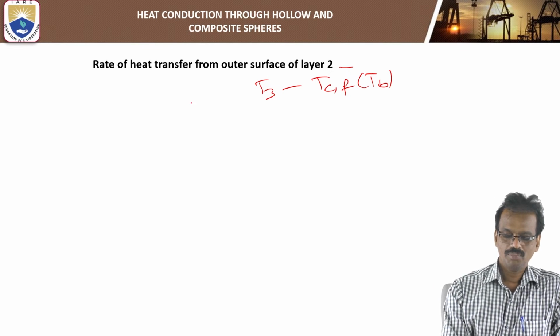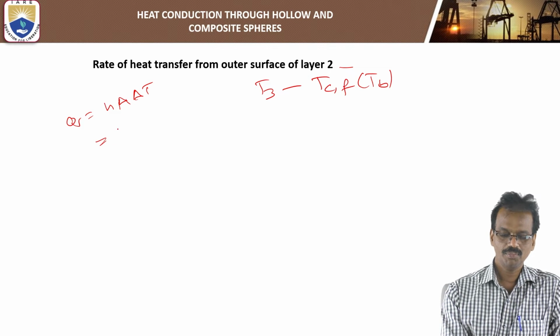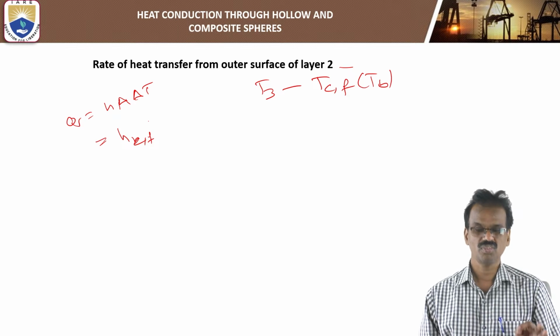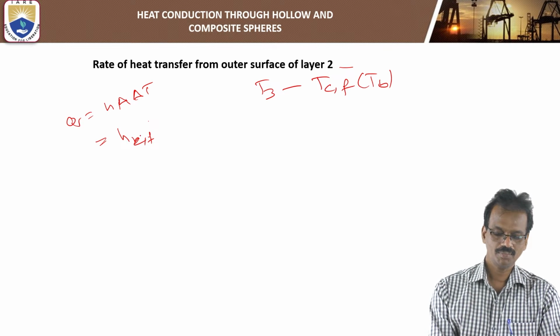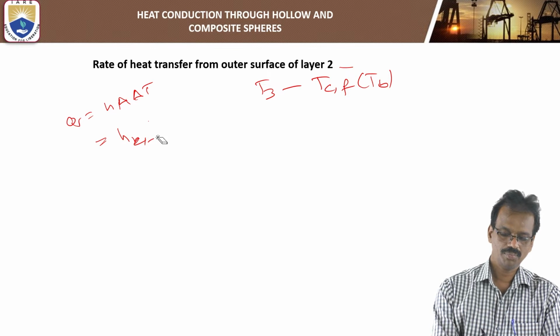So the formula based upon the convection process is equal to H A into delta T. H is related to the cold fluid, so you can write HB or H cold fluid. So the rate of heat transfer of the cold fluid, you can represent as HCF or HB, anything.